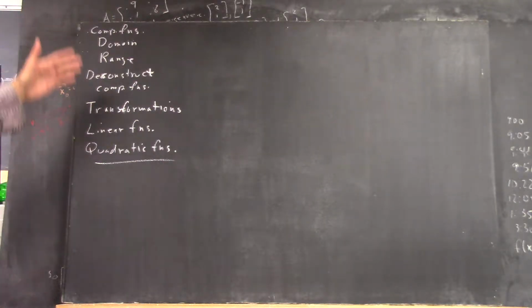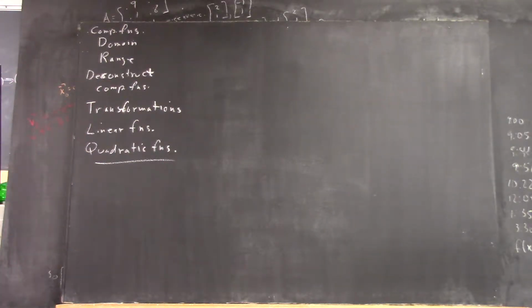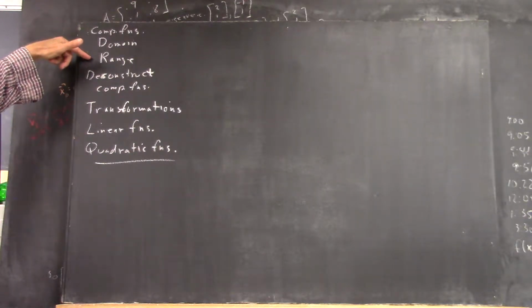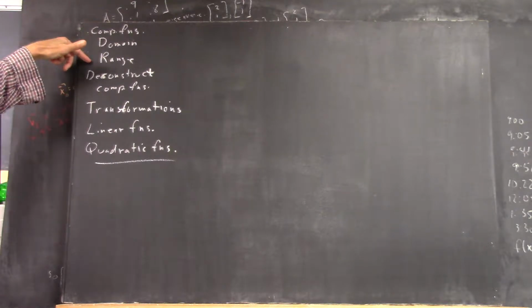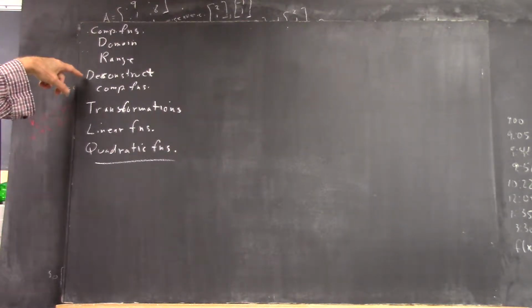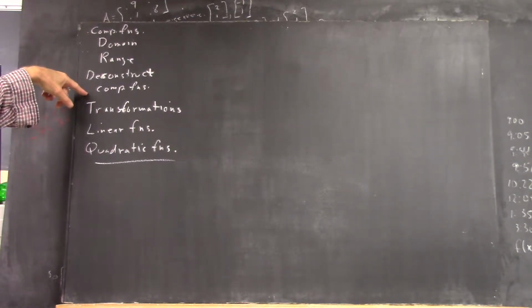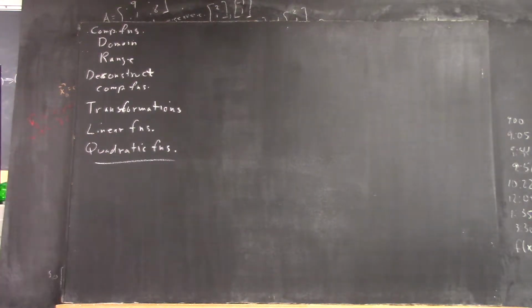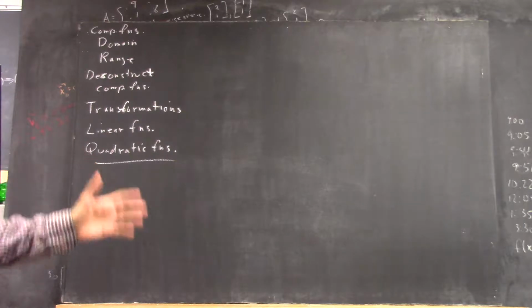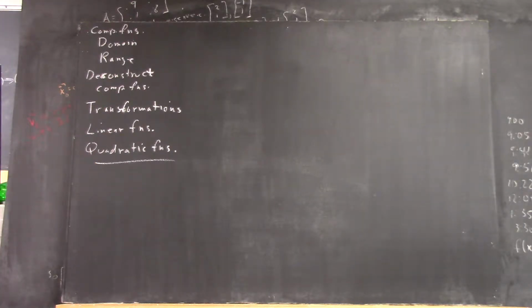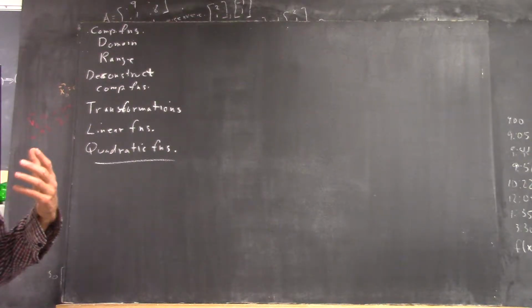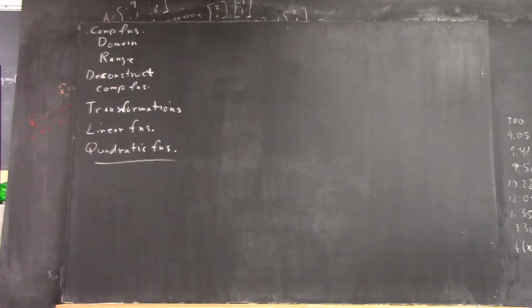Okay, here's a list of the things I would like to talk about, okay? Composite functions, domain and range of composite functions, and in general, domain and range for any function. Deconstructing composite functions, transformations, linear functions, quadratic functions. That gets us up to the second section of chapter 3. And what you just got, if you got it, is everything up through section 2 of chapter 3. Okay?